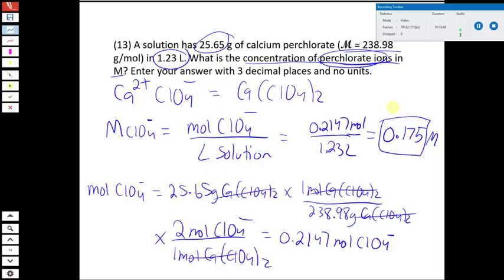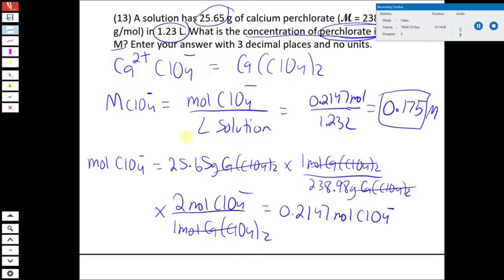Okay? All right, so that's how we calculate molarity. The only thing that's a little bit outside the box here is remembering that if we're doing it for individual ions, we have to account for the formula of the compound and figure out how many ions there actually are. All right, questions? All right, let's keep it going then.